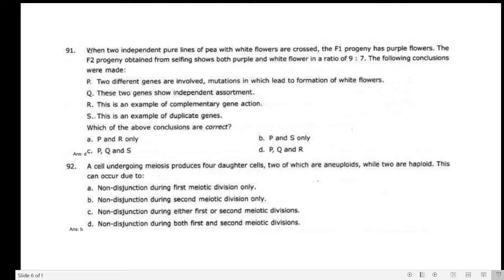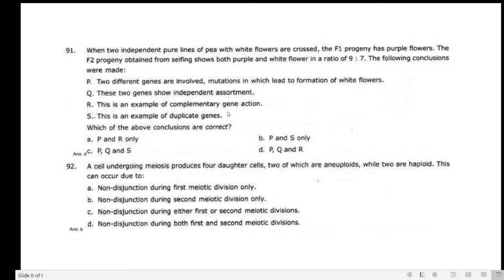Okay, they're having a mixed gene. Mutation in a leads to form. If the purple is mutated, that forms a white flower. These two genes showed independent assortment. They are individually expressed. And another one is, this is the example for complementary gene action. Complementary gene action is one important process.